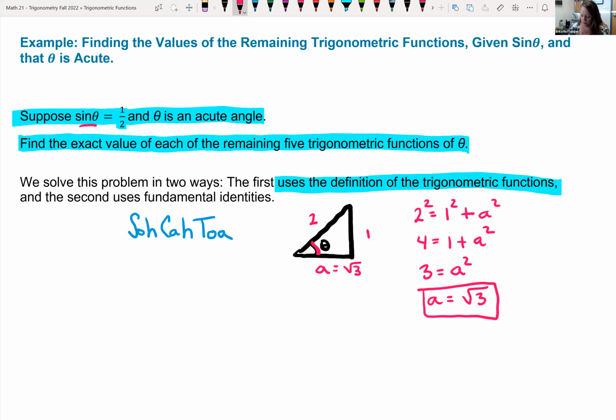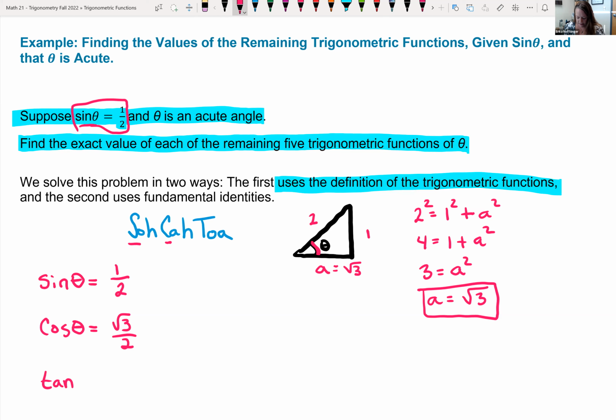So now going through, looking at sine theta. This is opposite. So opposite of theta is 1 all over hypotenuse, which is 2, which we already knew. Cosine theta is adjacent over hypotenuse. So adjacent from theta is root 3 all over 2.